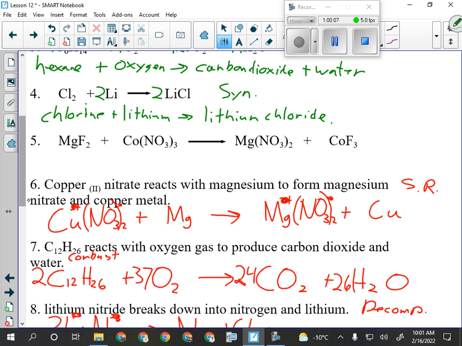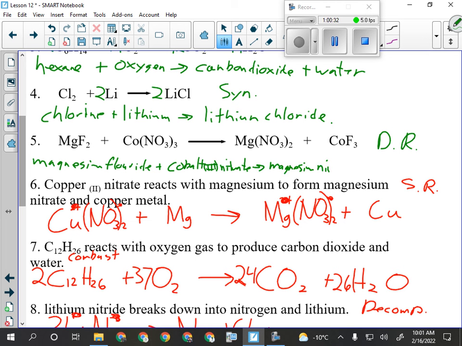Okay, and then for our last one, we have a double replacement reaction because everything is an ionic compound in this reaction. Okay, this stuff is magnesium fluoride. It's reacting with cobalt 3 nitrate to make magnesium nitrate and cobalt 3 fluoride. Sorry guys, I want to run out of time.